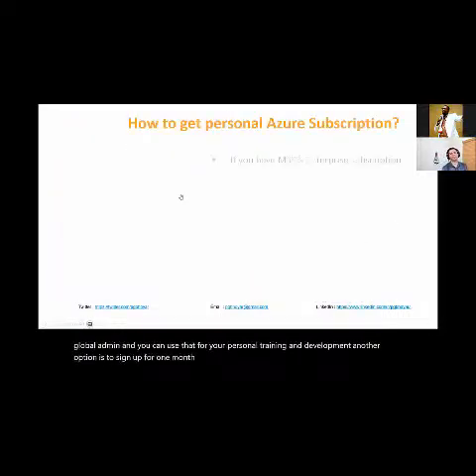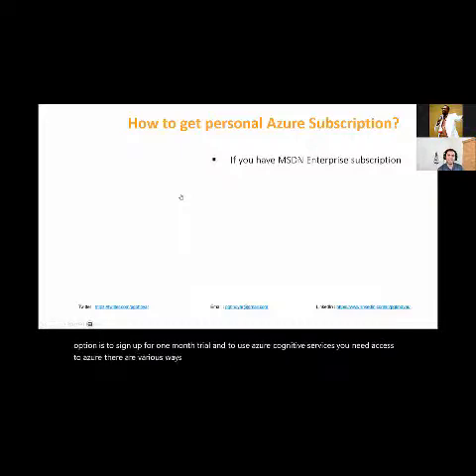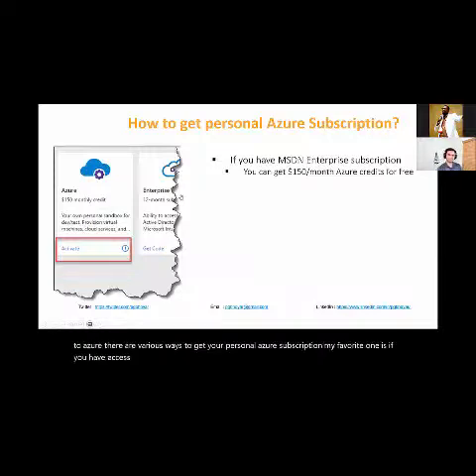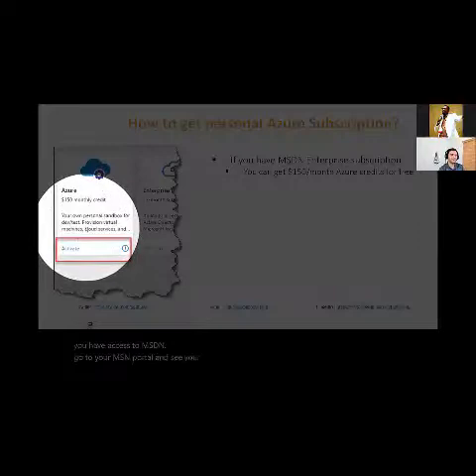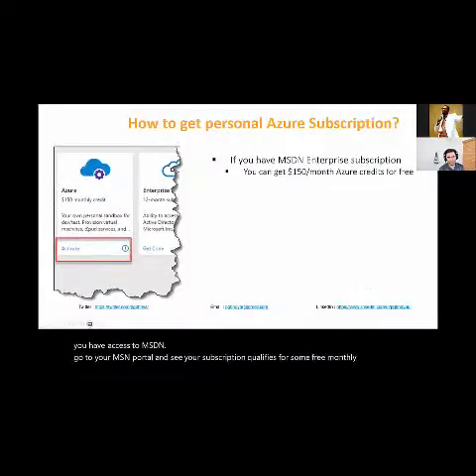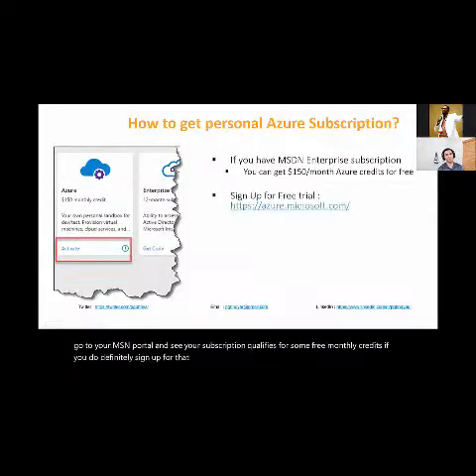And to use Azure Cognitive Services, you will need access to Azure. There are various ways to get your personal Azure subscription. My favorite one is if you have access to MSDN, go to your MSDN portal and see if your subscription qualifies for some free monthly credits. If you do, definitely sign up for that because there you don't have to use a credit card.